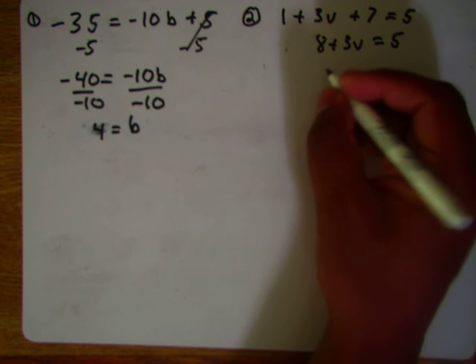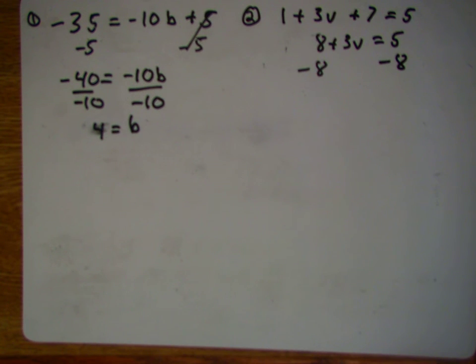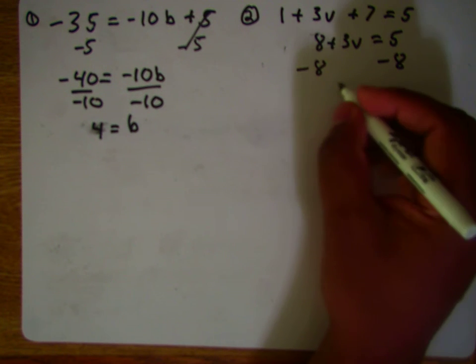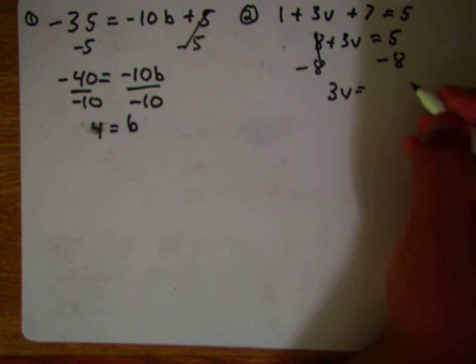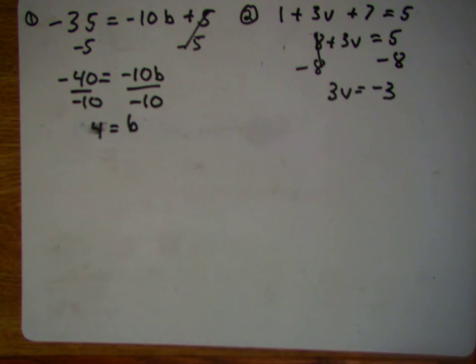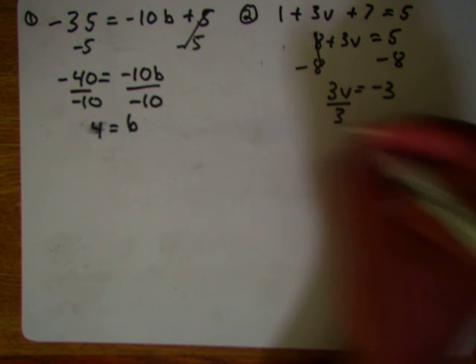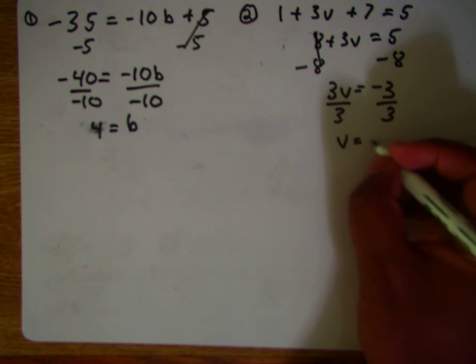Next thing we're going to do is subtract the 8 on both sides. And that's going to give us our 3v. Well, 8's canceling out here, and is equal to negative 3. Finally, we're going to divide by 3, and v is equal to negative 1.